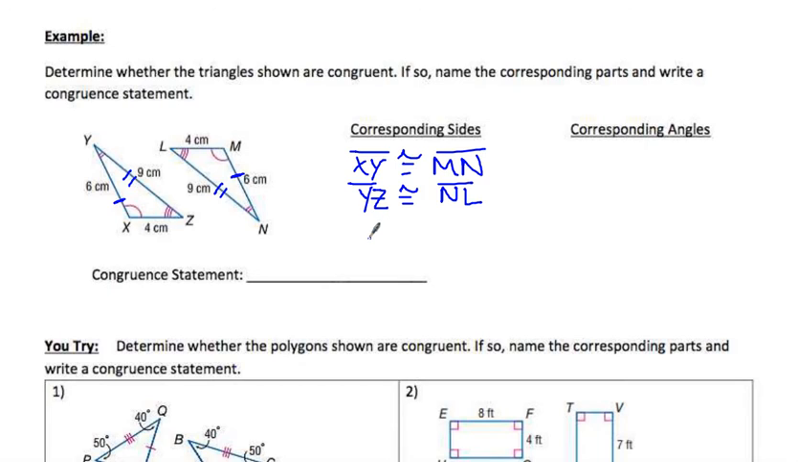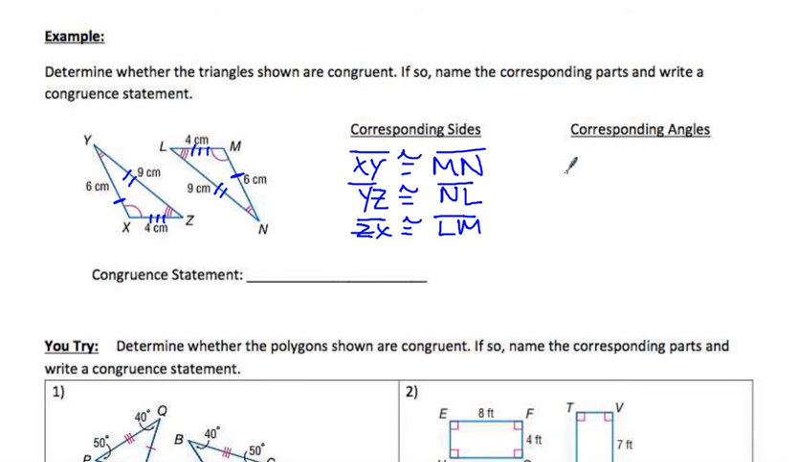And then our last corresponding sides are going to be Z to X. And you could put X to Z if you wanted to, I'm just doing Z to X. And then we have to match it with the other one on this shape, and I went Z to X, so I went 3 to 1, so I'm going to go L to M. So there's your 3 corresponding sides. There's only 3 corresponding sides because it's a triangle. There's only 3 sides, so you're matching up the 3 sides.